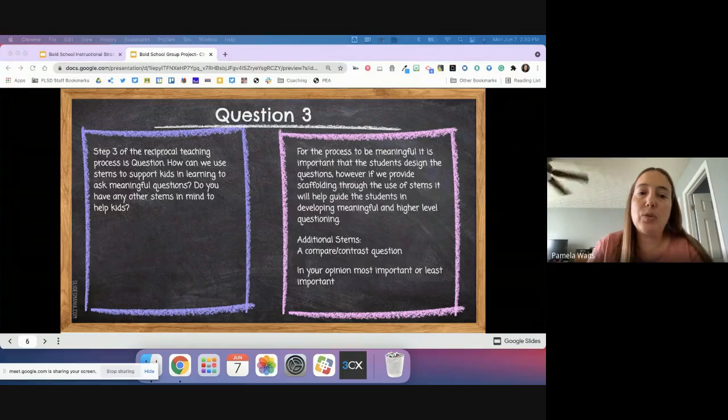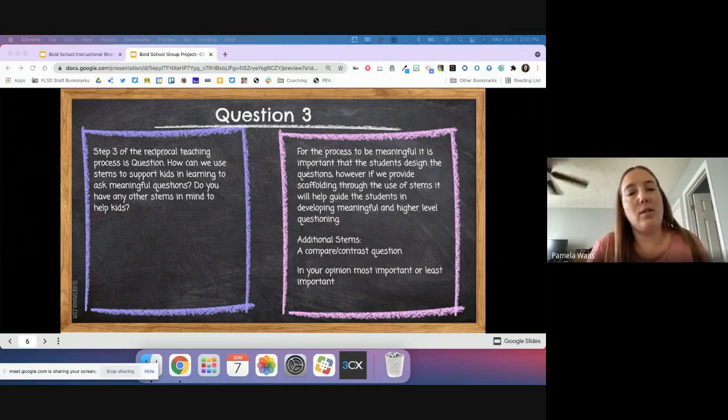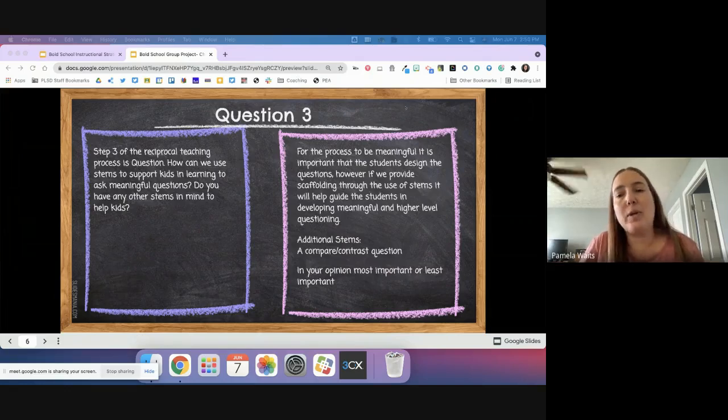A couple additional supports would be a compare and contrast that they could incorporate, or what do you feel is most important, least important? As a math teacher, is there any information that's not needed type question for them to dissect the passage or the word problem or whatever they're working on, and identifying the questions. But the reason it's important to give the stems is to make sure that they are developing higher level thinking questions and they're not all just at a level 1 question.